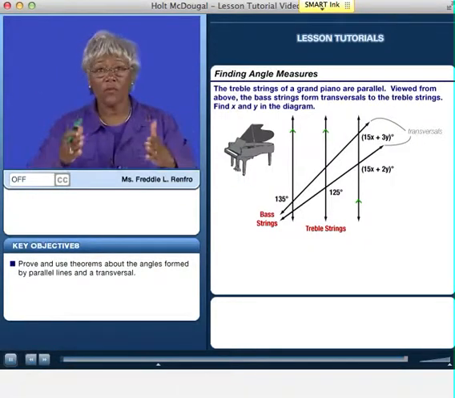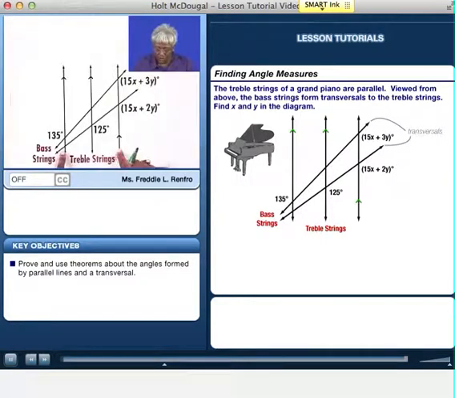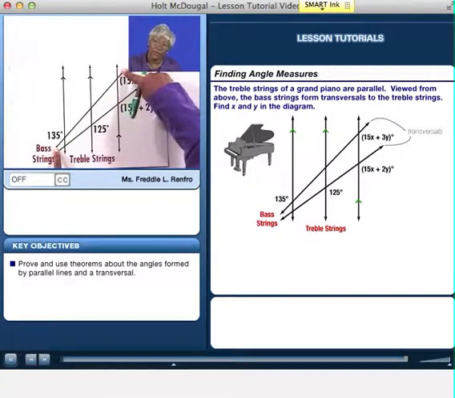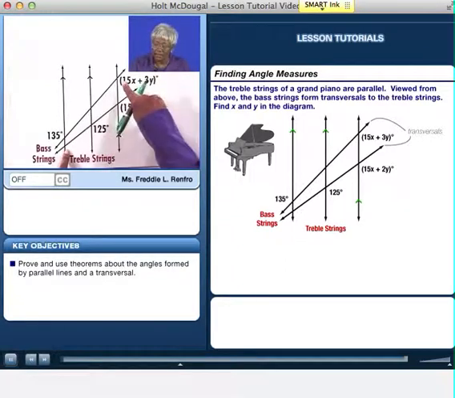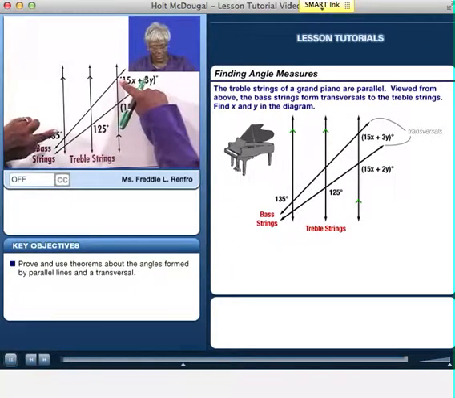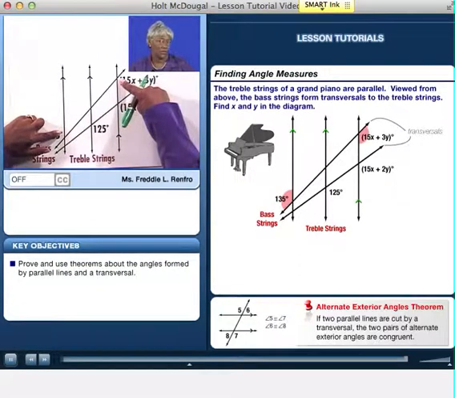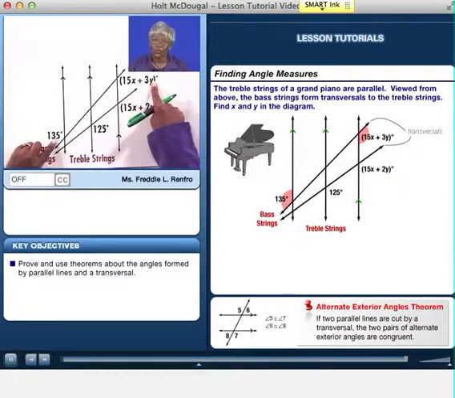Well, recall from the postulates and theorems we've been working with, if these two lines are parallel, right here, and this line here, the transversal, is cutting these two parallel lines, look at this angle. This angle and this angle are alternate exterior angles, and they're congruent. One is 15x plus 3y, and this one's 135 degrees.